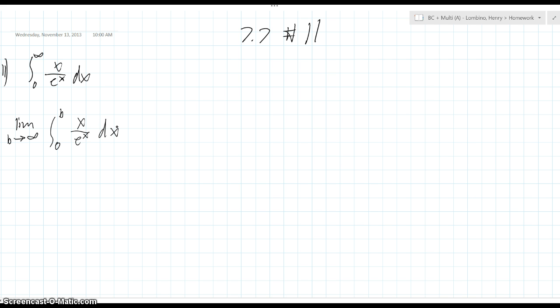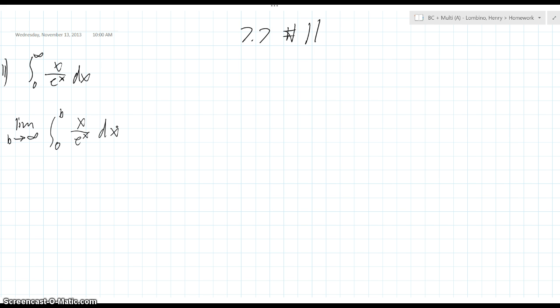So now we have the variable b standing in for infinity, and as b approaches infinity, as b gets infinitely large, we're going to see what happens to the integral of x over e to the x dx. So let's take a look at that.